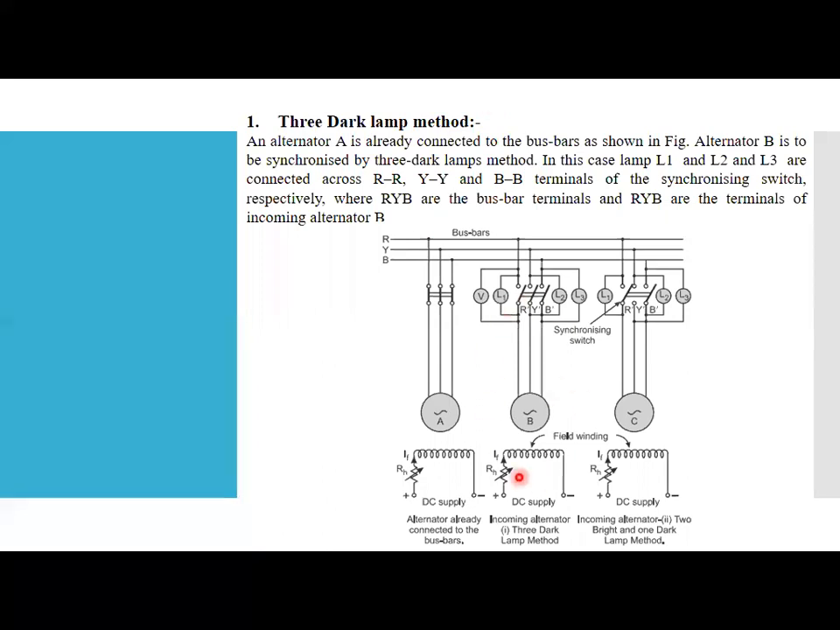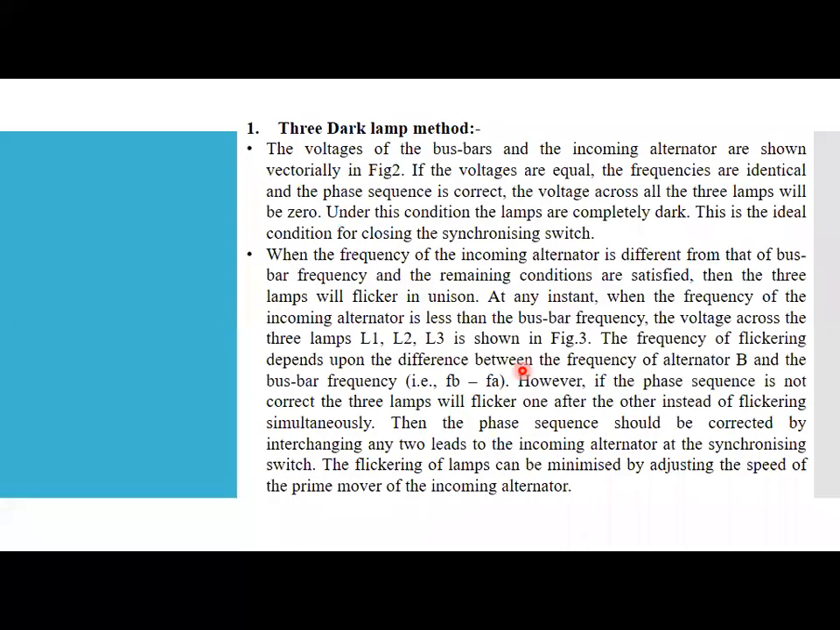So you have to remember this thing. Now, suppose all the things are very much proper. Bus bar voltage is equal to the alternator voltage. Bus bar frequency is matched with the alternator frequency. The phase sequence of the bus bar and the phase sequence of the alternator, all the things are correct. Then what we have to do? We have to just push the synchronizing switch to synchronize my alternator B with alternator A, or you can say bus bar.